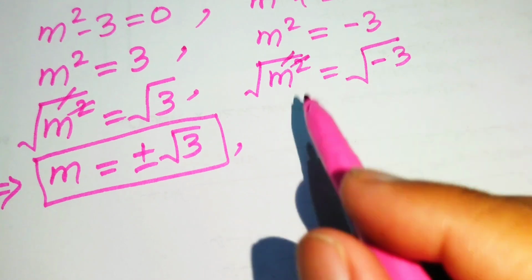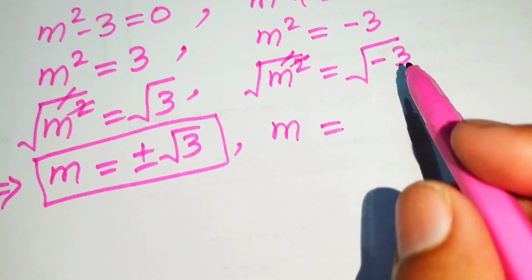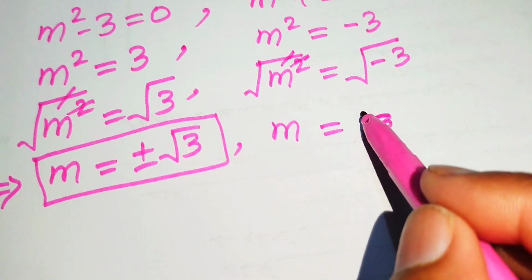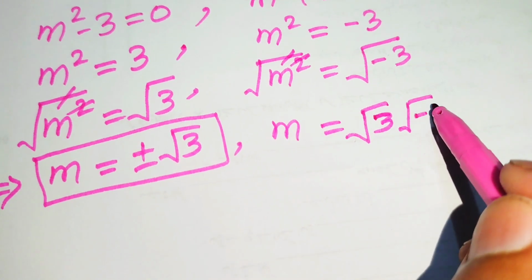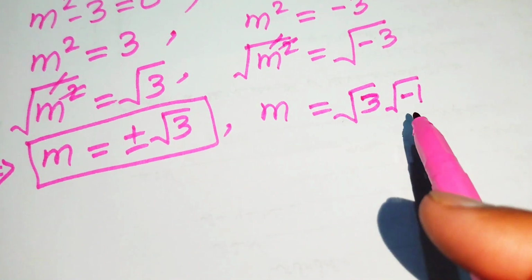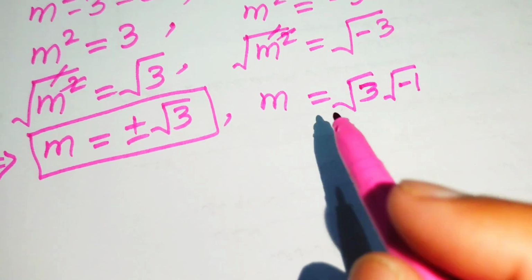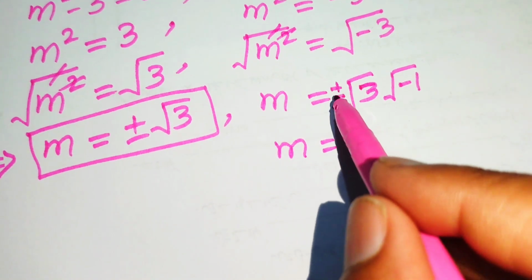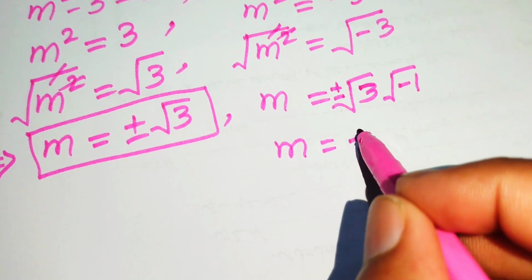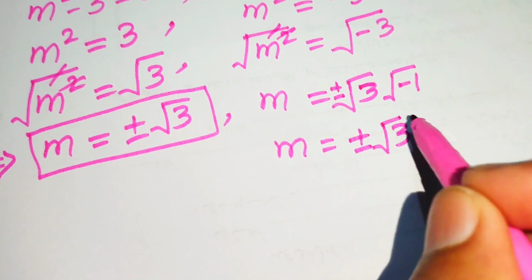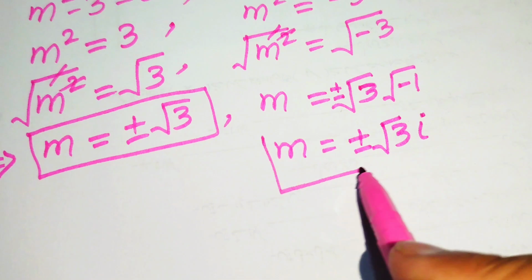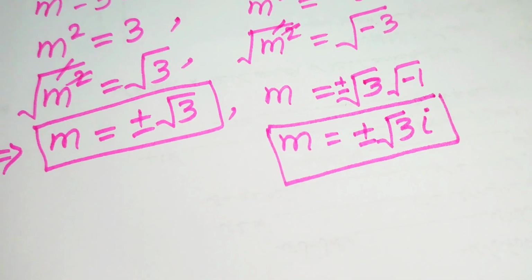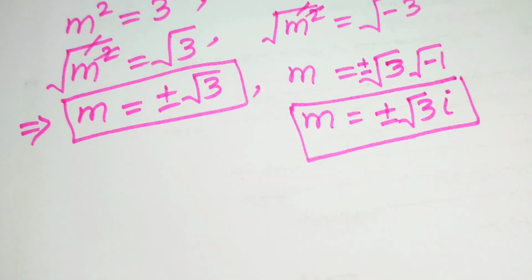You see the 2 and the square root are gone, and we get m equals, where we separate the square root of minus 3 into square root of 3 times square root of minus 1. We know that the square root of minus 1 equals iota. Here we have plus minus, because we take the square root on both sides. So we get plus minus square root of 3 into iota. These are the other two complex roots of the given equation, and these are the four roots of the given equation.